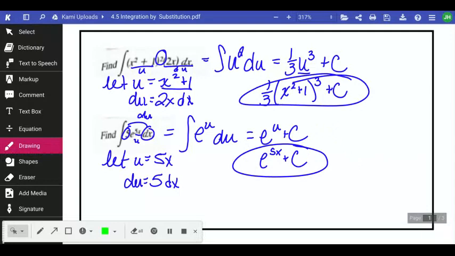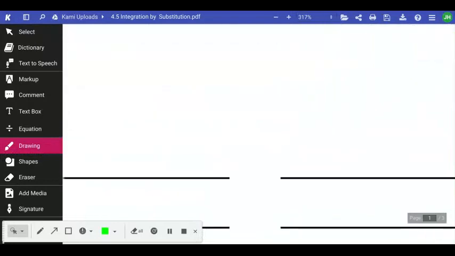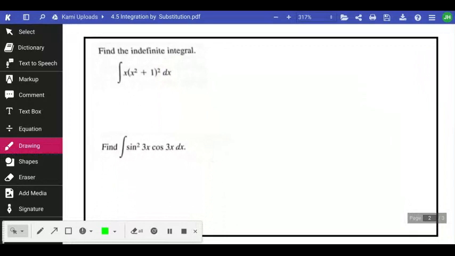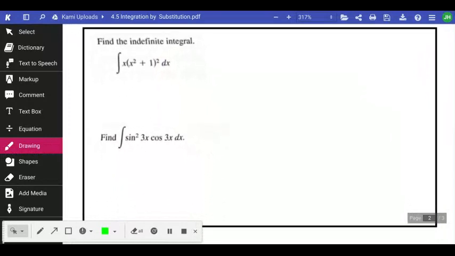Okay. Any questions on that? We're going to do more, I promise. It's one of those things I feel like if you can keep doing it, you'll get the hang of it. Okay. More indefinite integral.